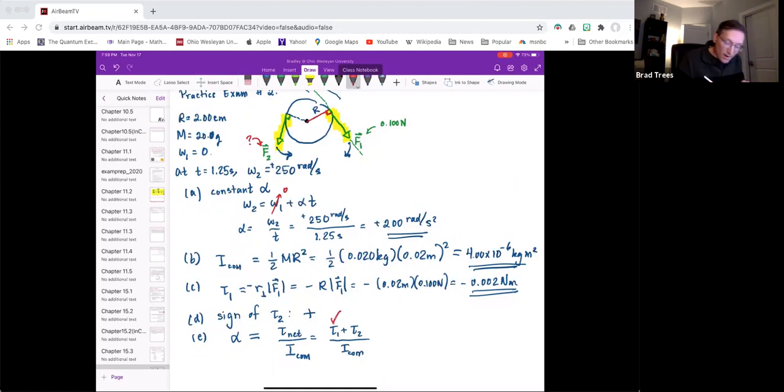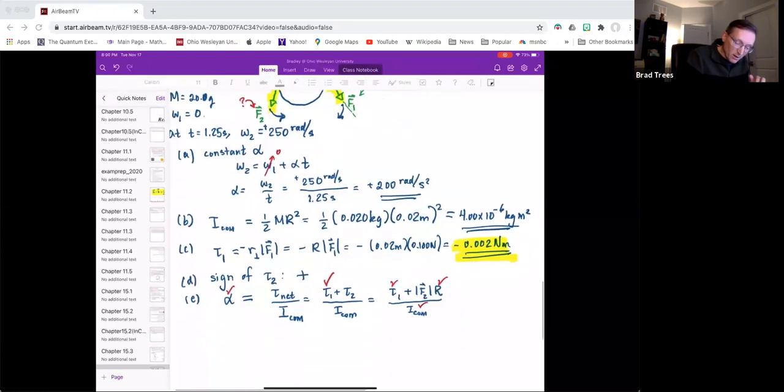Now don't worry about the tau 1. I've already figured it out. Negative 0.002 newton meter. That's done. For the tau 2, let's write out a little bit more about that. The torque tau 2 would be the force F2 times its moment arm, which is another factor of big R. That's the moment arm for F2. So if I look at this formula, I know alpha, I know tau 1, I know R, I know ICOM. I know everything except F2. So let's solve for F2.